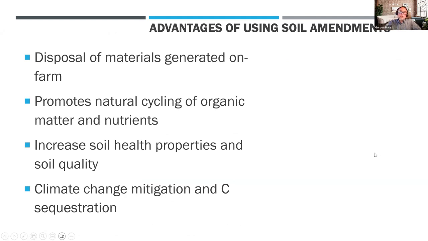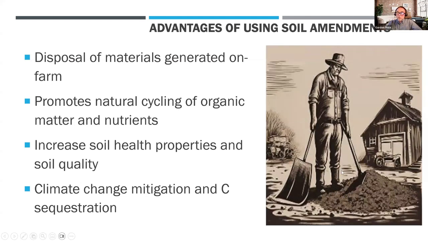So some of the advantages for using soil amendments, particularly in livestock systems, is disposal of materials that are generated on farm. And this enables us as the land managers, the environmental managers, the scientists to help promote natural cycling of organic matter and these nutrients to hopefully increase soil health properties and soil quality in the long term. And in some cases, potentially looking at ways to mitigate climate change and to enable carbon sequestration through the use of these materials rather than sending them off to places where they might not benefit as much. So here we have an individual who is trying to take benefit and maybe doesn't have enough of the materials to apply to the land base that they have.